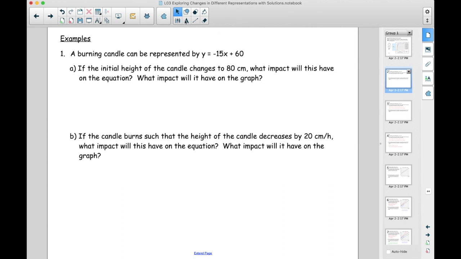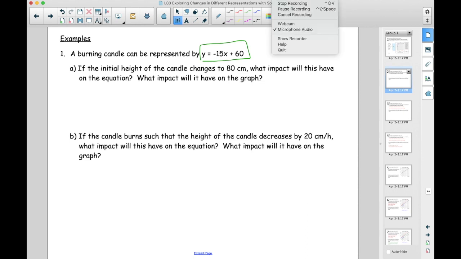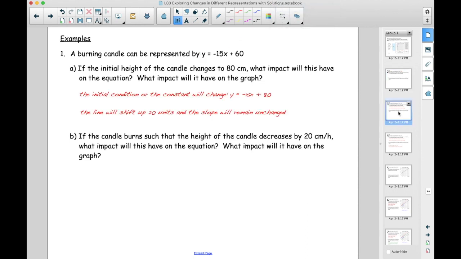So a burning candle can be represented by this equation right here. I would like you to think about, if I change the initial height of the candle to 80, what impact would it have on this equation, and what impact would it have on the graph? A time to ponder for you to consider what the answer might be. All right, resuming and taking up the answer to that, that would be the initial condition. So the value here, this is where the initial condition sits. That's going to change to 80.